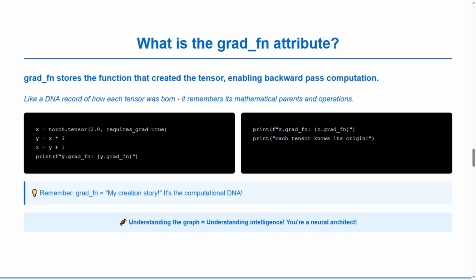It's the computational DNA. Understanding the graph equals understanding intelligence. You're a neural architect. Summary. The grad_fn attribute stores the creation function enabling automatic backward pass computation.